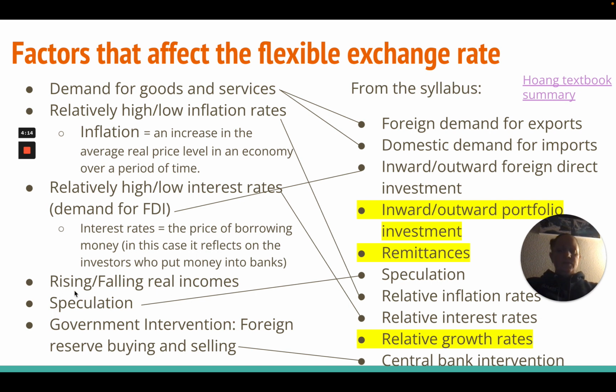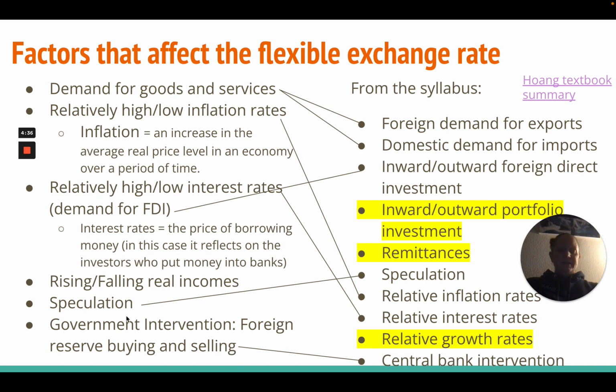The rising and falling incomes. If people have more money, then they buy more goods. If they buy more goods, then the demand for the currency will go up. If you have more money internally, this will also cause people to buy more imports, which will mean the supply of your currency goes up.